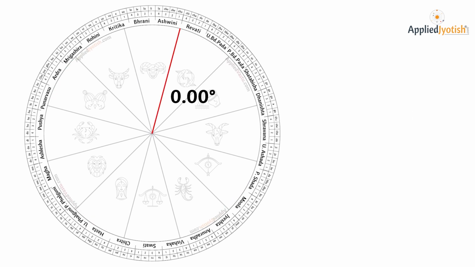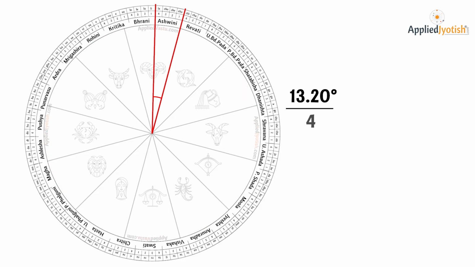Each Rashi or moon sign spans 30 degrees. If we calculate the degrees of each nakshatra, one nakshatra covers 13 degrees 20 arc minutes. Dividing this into 4 parts gives 3 degrees 20 arc minutes per pada.